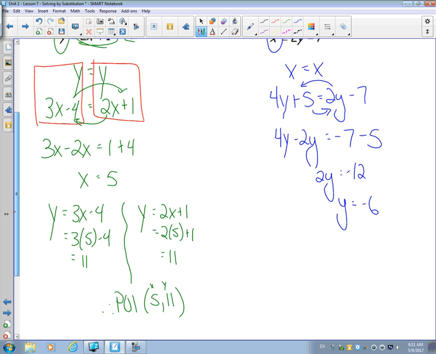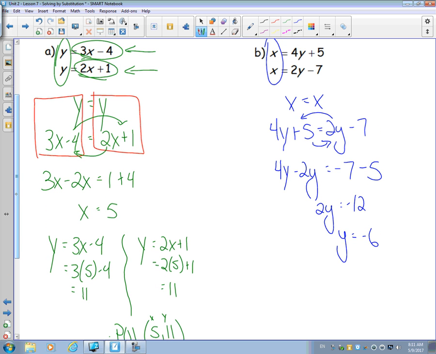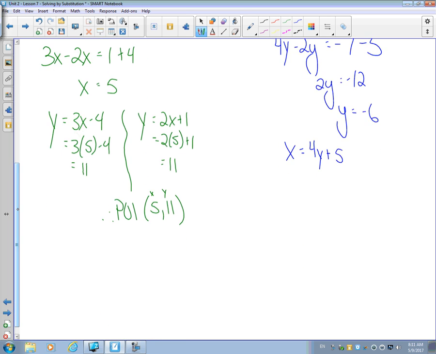Once I know what y is, I can go back and get x. I can use either equation. I'm going to pick the top one. 4y plus 5. And I think that y is negative 6. So I'm going to replace it. We're evaluating here. I got negative 24 plus 5, which is negative 19.